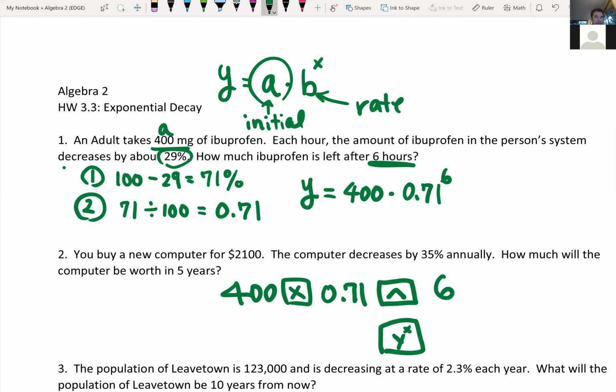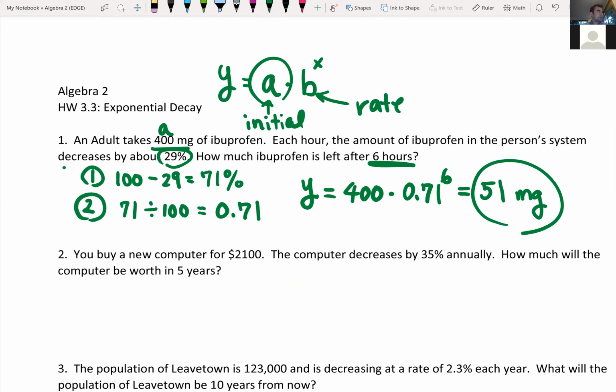Now let's figure out how much ibuprofen you have to the 6th power. What do you get? Is everybody comfortable punching that in the calculator? What do you get? And let's write down the unit too. I got 51. Now 51 what? Is it $51? 51 rabbits? 51 what? 51 milligram of ibuprofen. Okay. Did everybody get that?